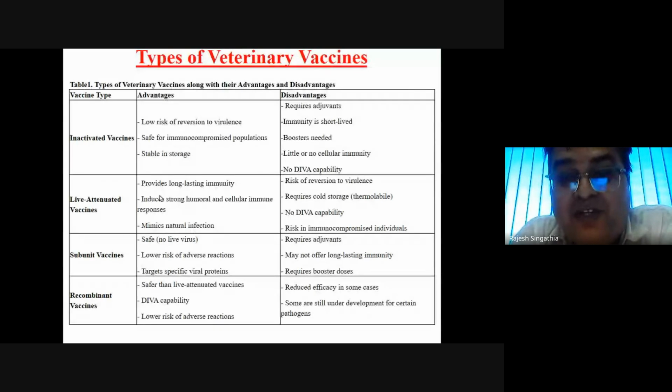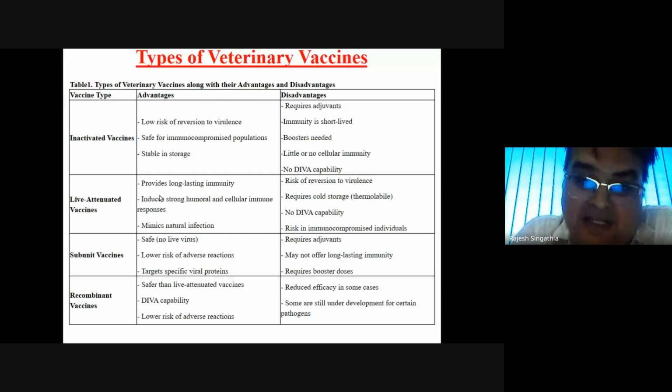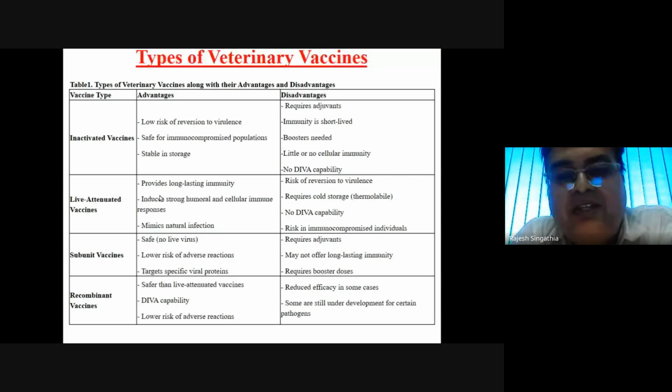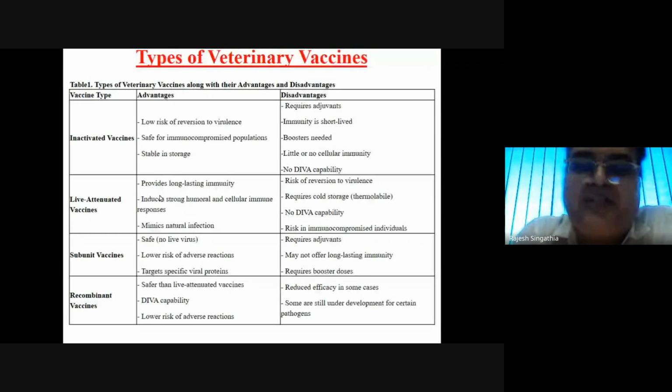The immunity is short-lived, and we already discussed the ideal characteristics of an ideal vaccine. Immunity should be long-lived. So the disadvantage of this vaccine is that the immunity is short-lived, and we also need a booster dose. The inactivated vaccine provides only humoral immunity. They are not providing cellular immunity. Cellular immune response they don't provide, and there is no DIVA capability. DIVA means differentiation between infected and vaccinated animals. So these are some disadvantages of this inactivated vaccine.